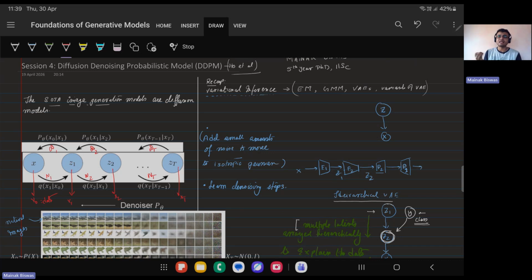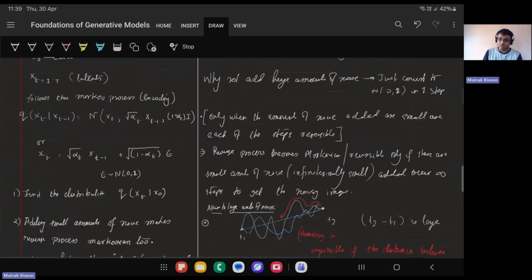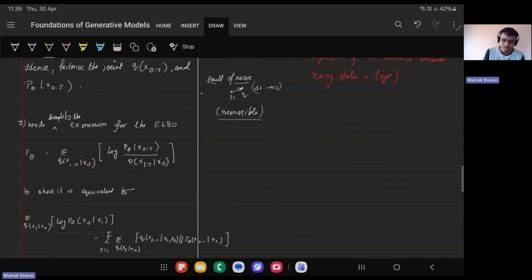You can see it's clearly like a hierarchical VAE where we are encoding. This is encoder 1, encoder 2, encoder t, where the forward process is not learned, but the reverse process is the decoder, decoder 1, decoder 2, decoder t, which is going to be learned eventually. So let's look at it. How are we going to define and how are we going to learn? How is the noise going to be added? So let's look at the forward process.